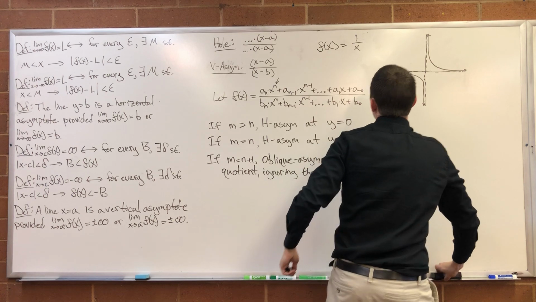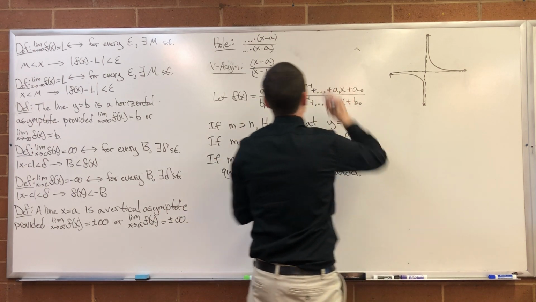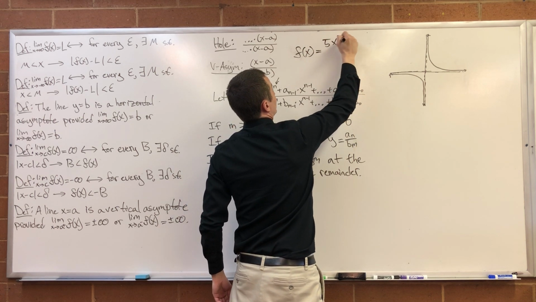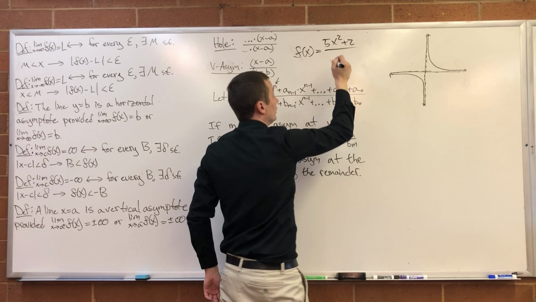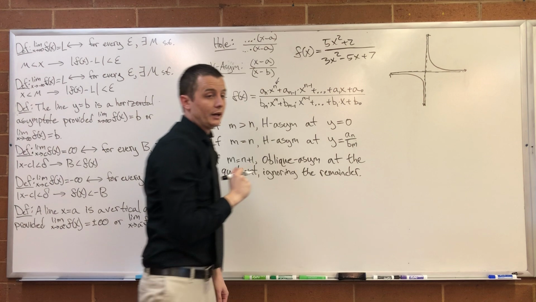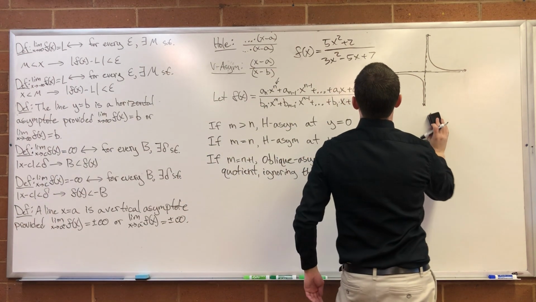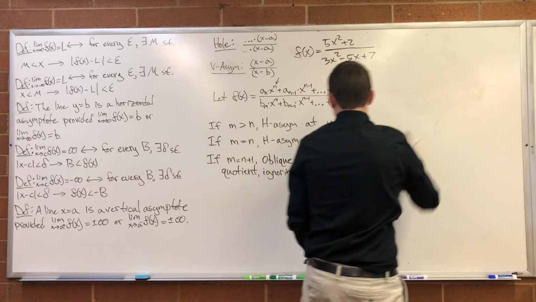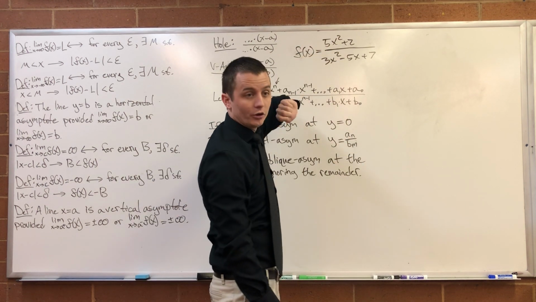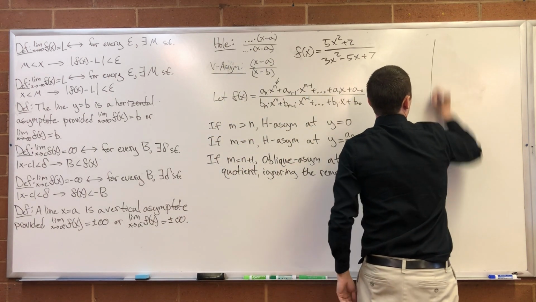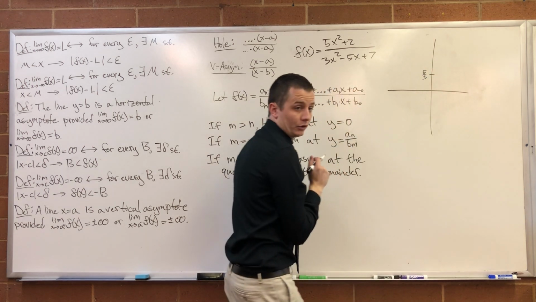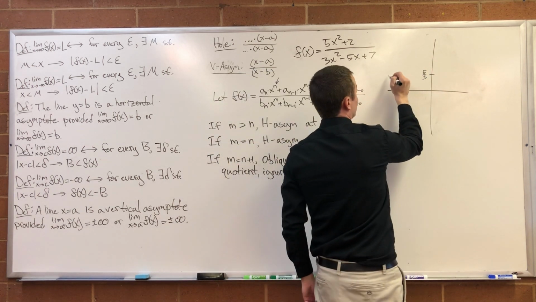So let's look at an example of that. If I have f of x equal to 5x squared plus 2 all over 3x squared minus 5x plus 7, no clue what that function looks like, right? But what do I know about it? That they both have the same exponent. Since those exponents are the same, whatever this function looks like when we plot it, here's the line 5/3. I know that 5/3 is a horizontal asymptote for this thing.